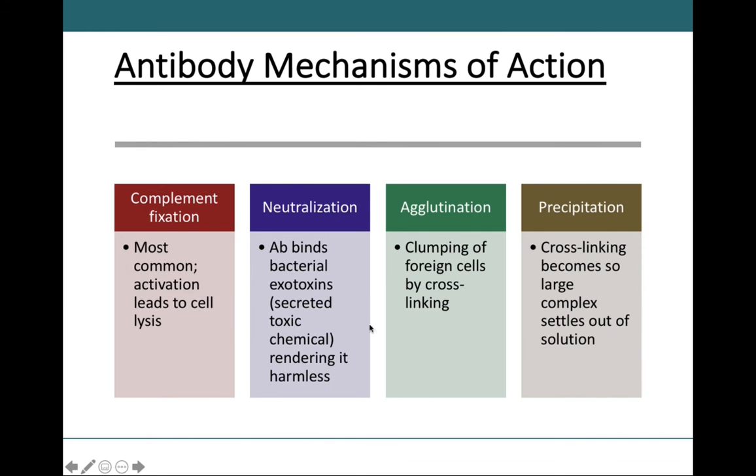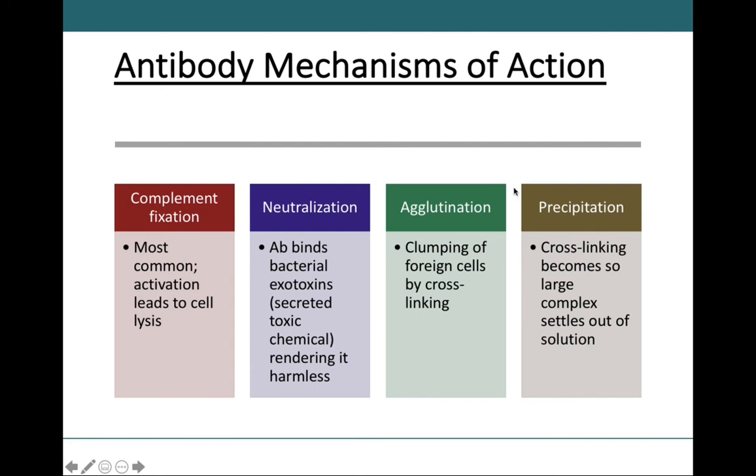One of these that we're not a stranger to is agglutination. We saw this with blood typing when we infuse the wrong type of blood into a patient. Agglutination refers to the clumping up of cells. Since each antibody has two binding sites, one cell can be bound to one binding site and one cell can be bound to the other.